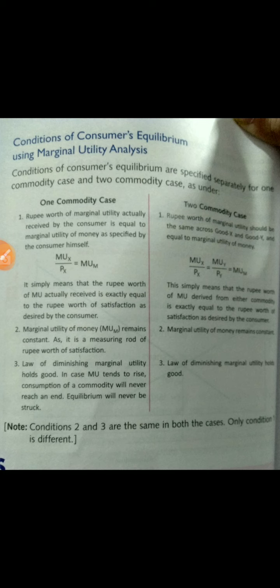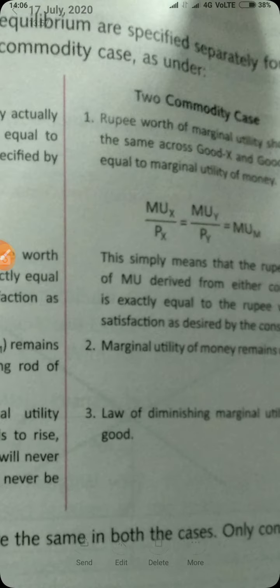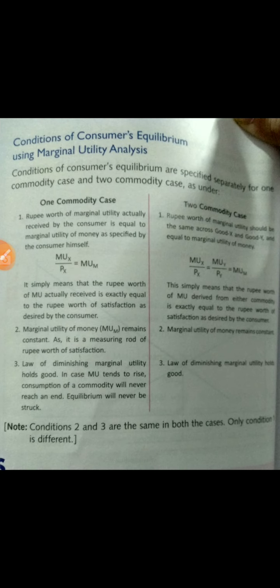Then third point, law of diminishing marginal utility, it holds good. That is, it is applicable either we are using in case of one commodity case or in case of two commodity case. Clear? So we can say both second and third conditions will remain the same in case of commodity 1 and 2, and in case of the first condition it will change.